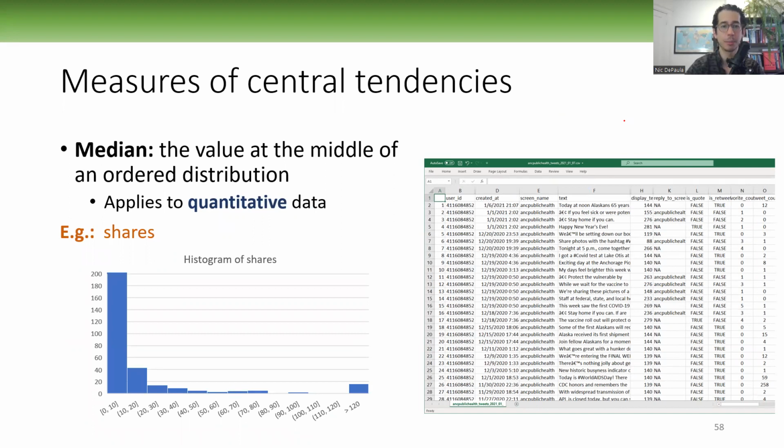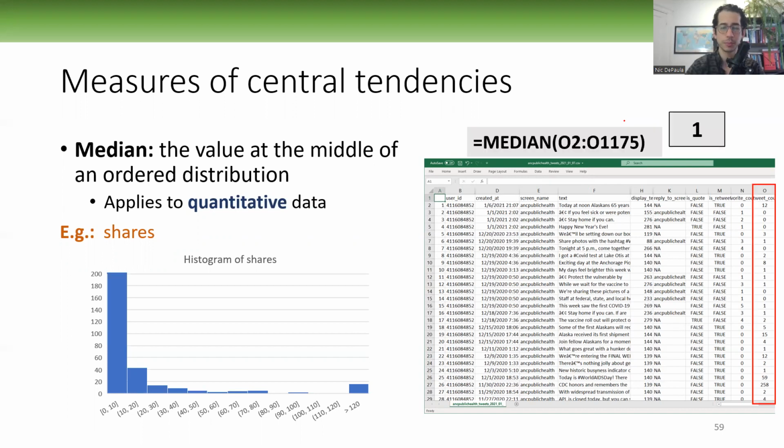The median is the value at the middle of an ordered distribution. Once again, we're going back to the percentiles and the ordered distribution. If it's not ordered, then it doesn't make sense to talk about the median. So this applies to quantitative data because it has to have some order. And the software programs, of course, can automatically calculate the median. You don't actually have to order the data and count. In this data set, the median of shares is 1.